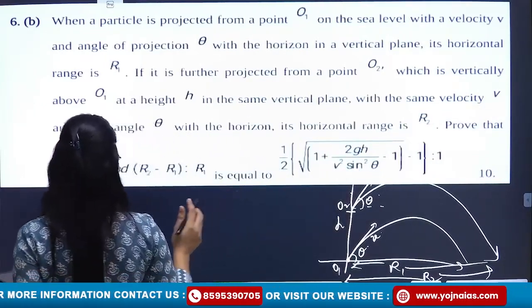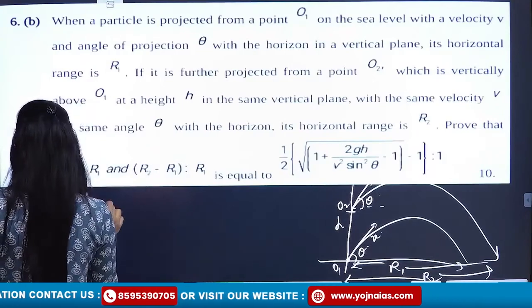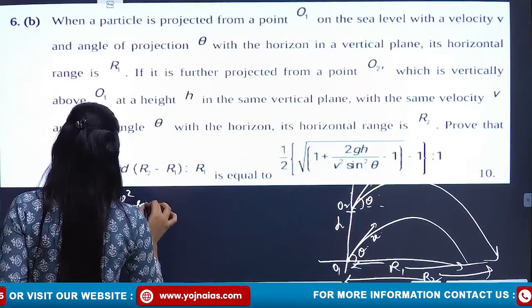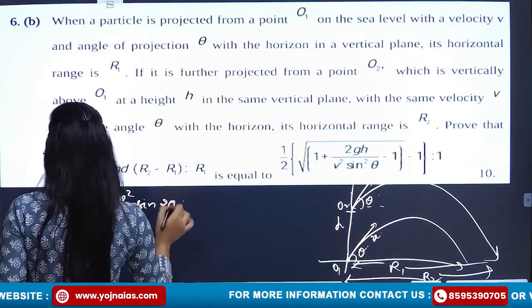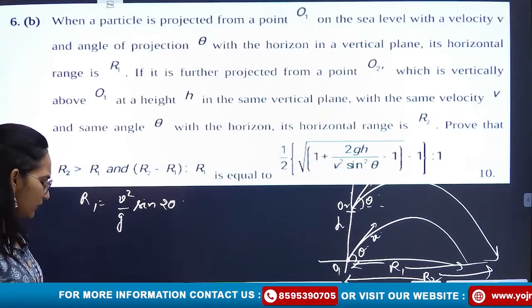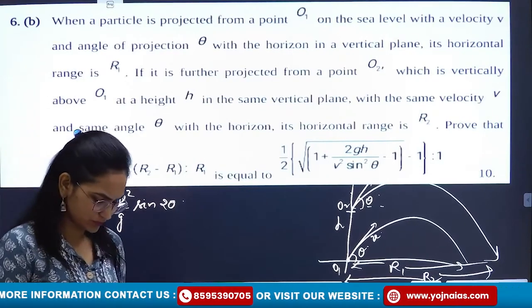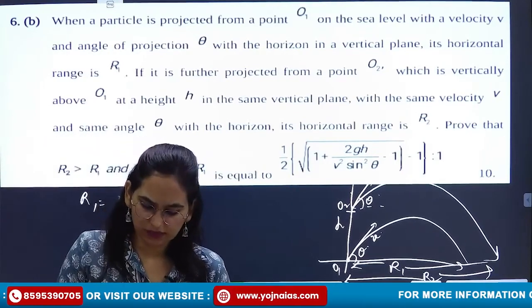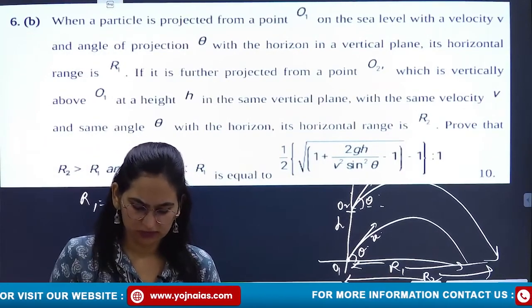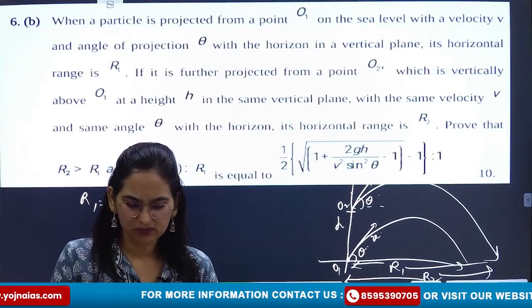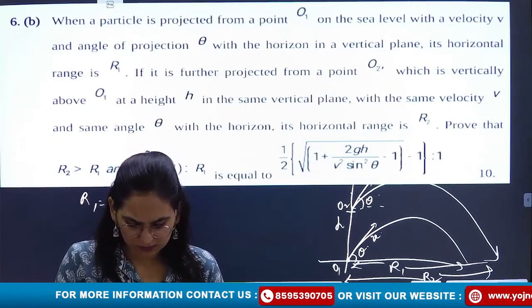What is range? Range formula of range is R1 is square that is velocity by g sine 2 theta. That is the angle. That is the formula for range of a projectile motion. And after that, we need to find out the values. What is the equation of projectile motion? हमारे पास equation of projectile motion भी होती है एक. What is that equation?